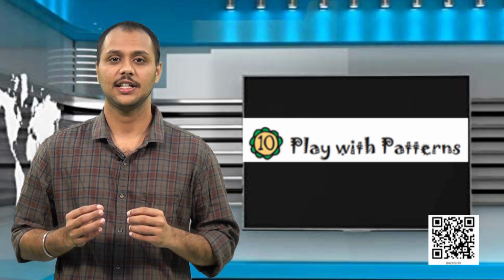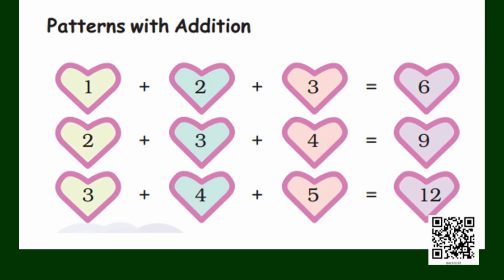Observe this addition pattern. If you see the addition pattern, it is 1 plus 2 plus 3 which is equal to 6. The next one it is 2 plus 3 plus 4 which is equal to 9. And the next pattern is 3 plus 4 plus 5 which is equal to 12. Can you observe anything in this? Look at the numbers 1, 2, 3. They are increasing by 1, right? Now see the next numbers, it is 2, 3, 4. Again they are increasing by 1. The next one it is 3, 4 and 5. It is increasing by 1.